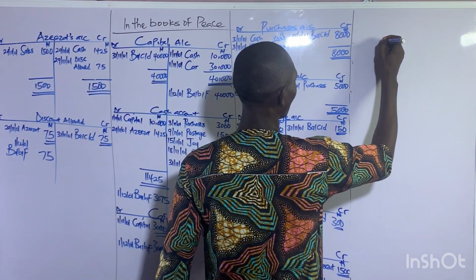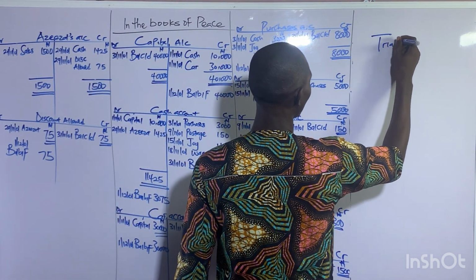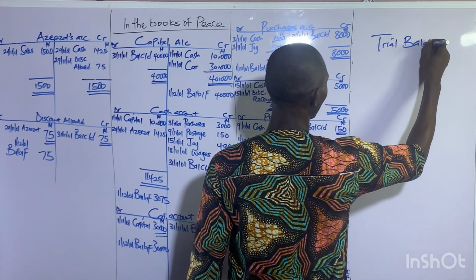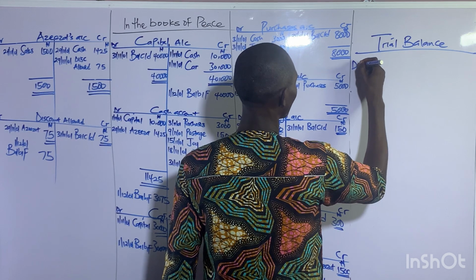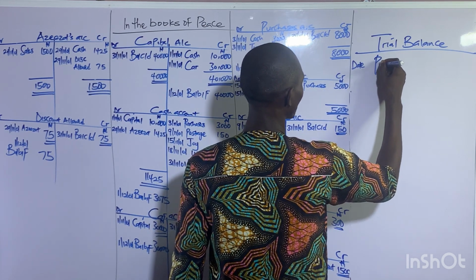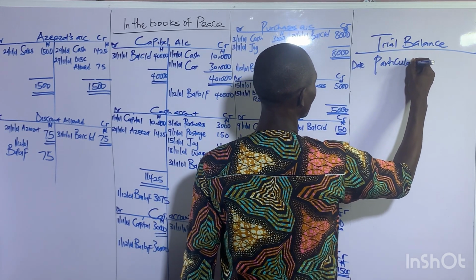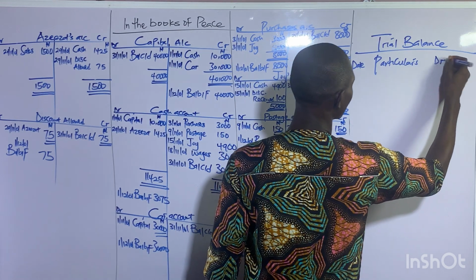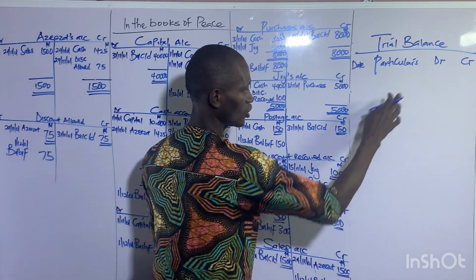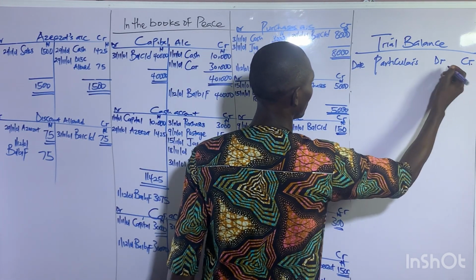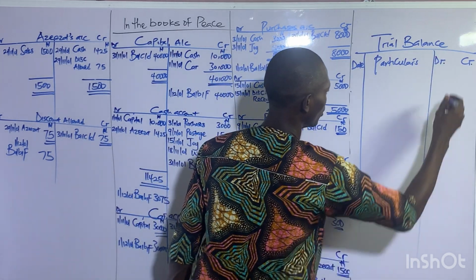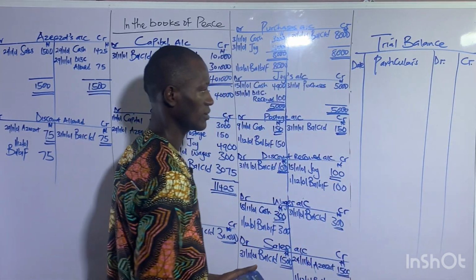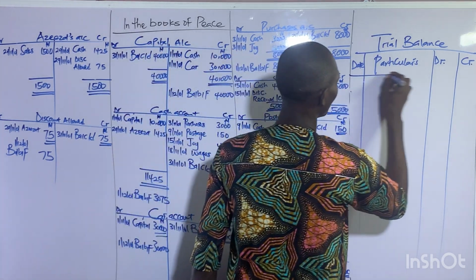So trial balance now. Trial balance. So in the trial balance, we have the dates. Then we have the particulars, which is the same as details. Then we have the debits and we have the credits. So I shorten it to debit and credit. So we have the dates. Then we have the particulars, which you can also write as details. It's the same.